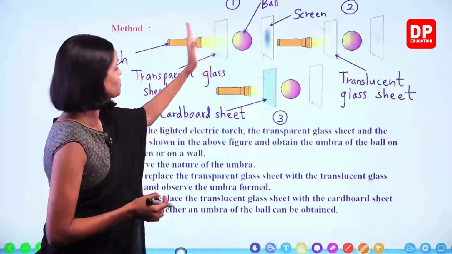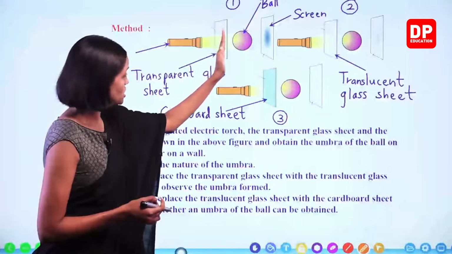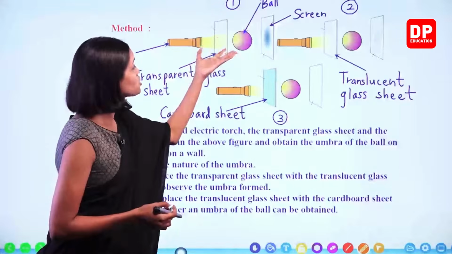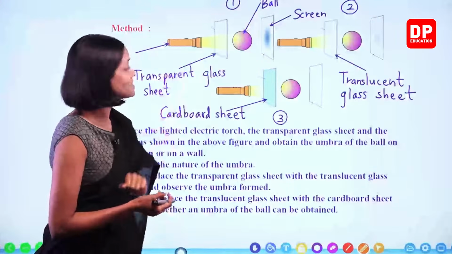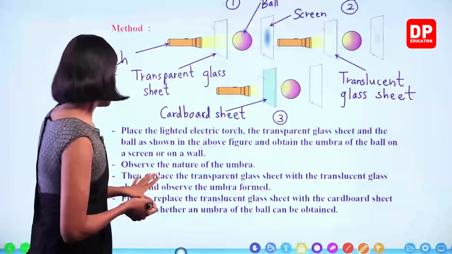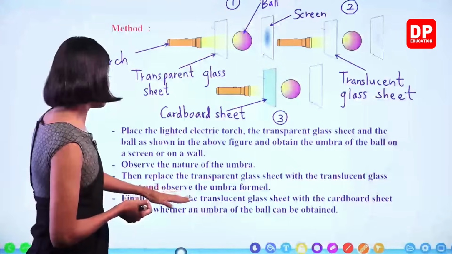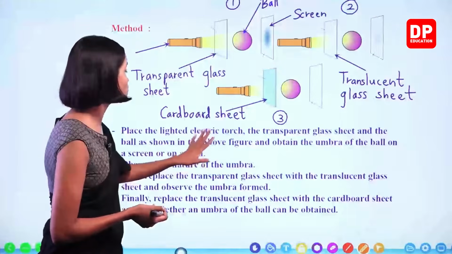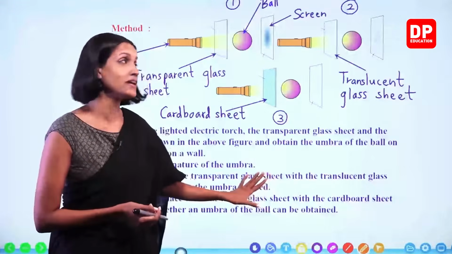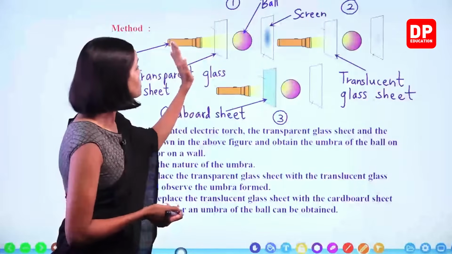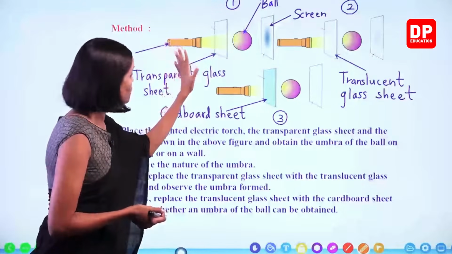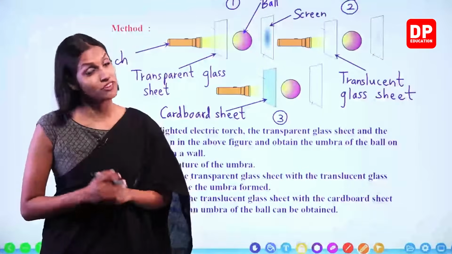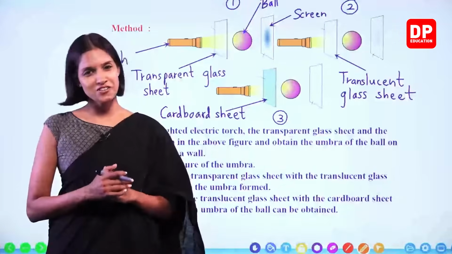So we had to remove this one. Place the translucent glass sheet in between this torch and the ball, and you have to check the nature of the umbra or the shadow formed on the screen. Then finally, replace the translucent glass sheet with the cardboard sheet and see whether an umbra of the ball can be obtained. So you all can see all these materials can be found very easily. Therefore, even this activity you all can try at home very easily. Okay? So let's do this activity now.